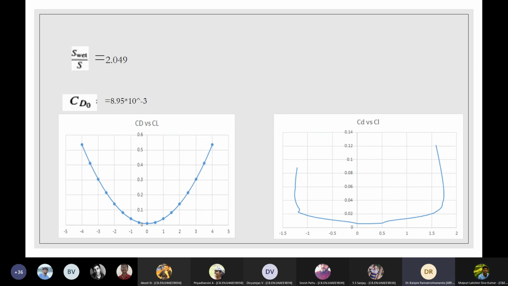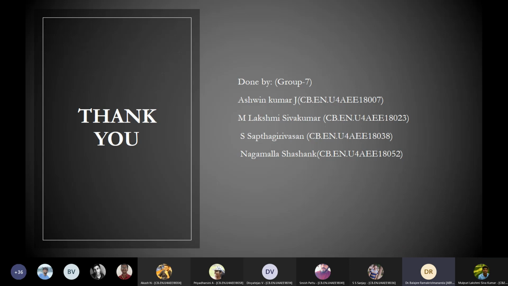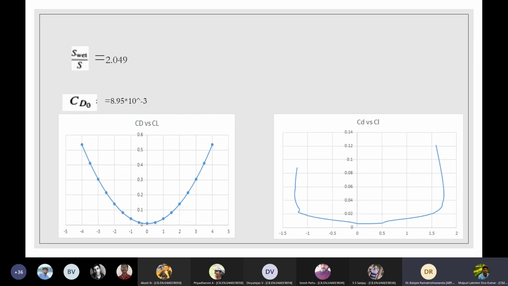Good. Where is the total drag? You have to find at cruise what is CD naught plus K CL squared, into half rho V squared S. That will give you the total drag on the wing at some angle of attack, at some CL, the cruise CL.